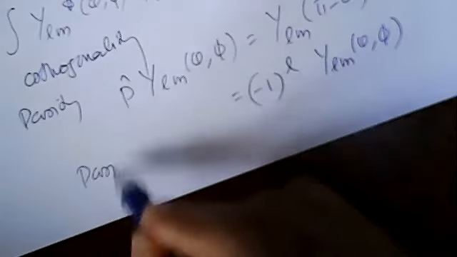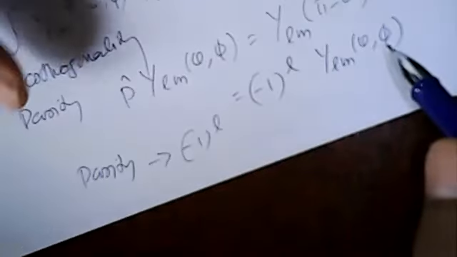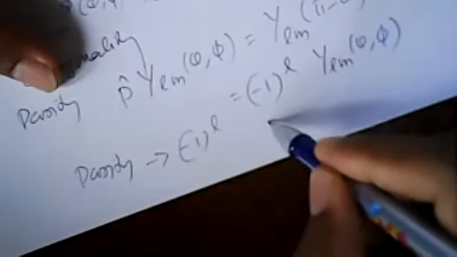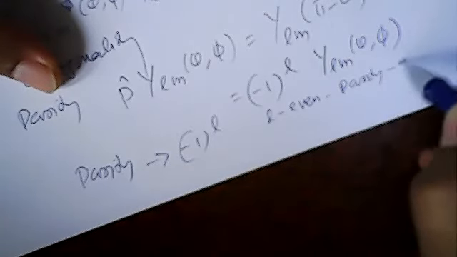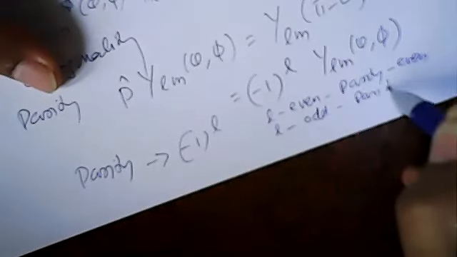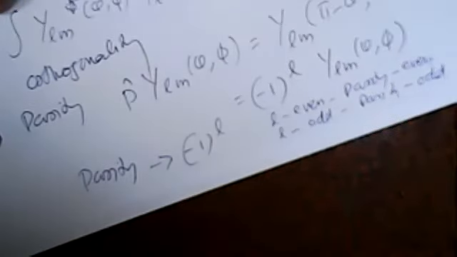So parity is minus 1 to the power of L. So parity is even when L is even, or parity is odd when L is odd. When L is even, parity is even. When L is odd, parity is odd. Okay. So these are some of the properties of spherical harmonics. These are the solutions, common eigenstates of L square and LZ.